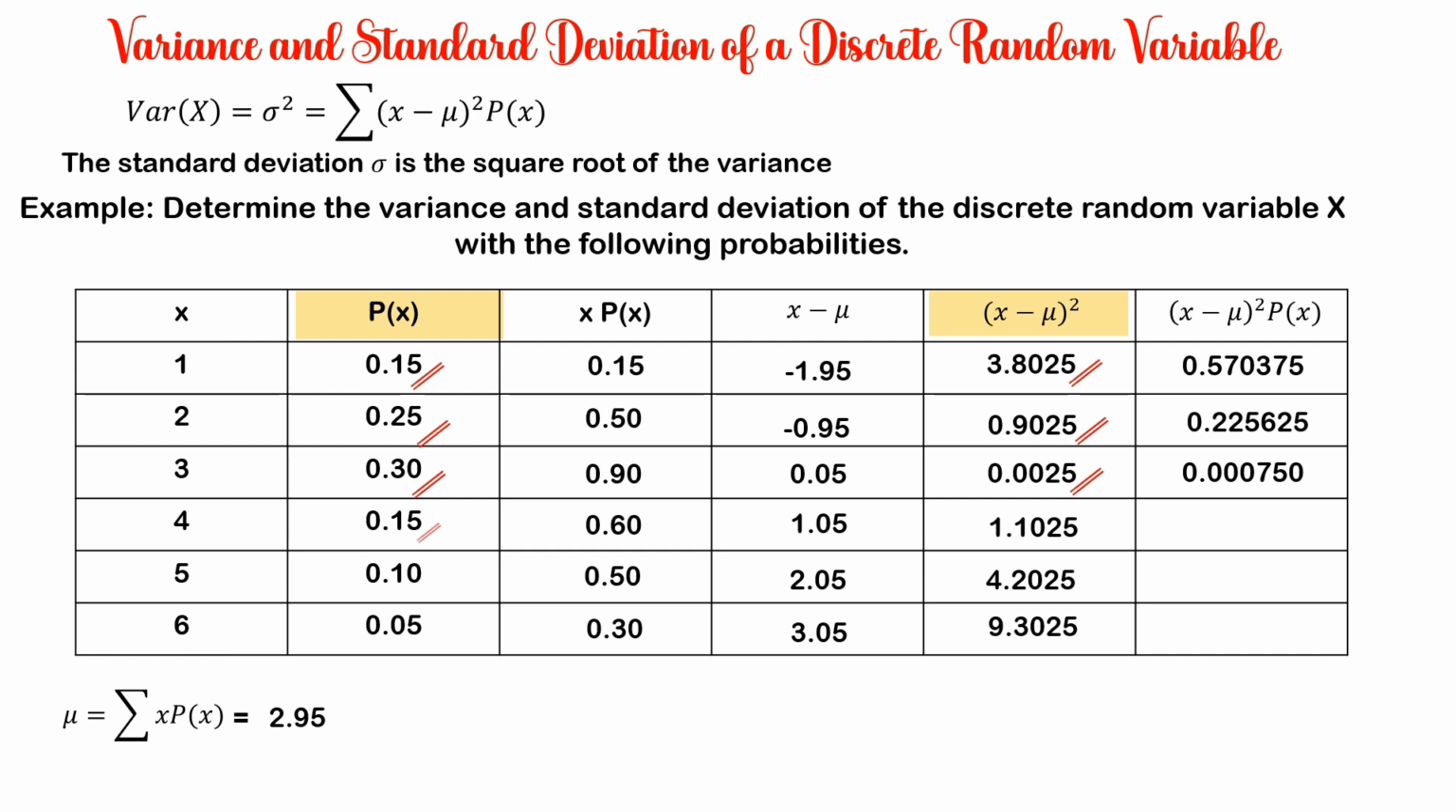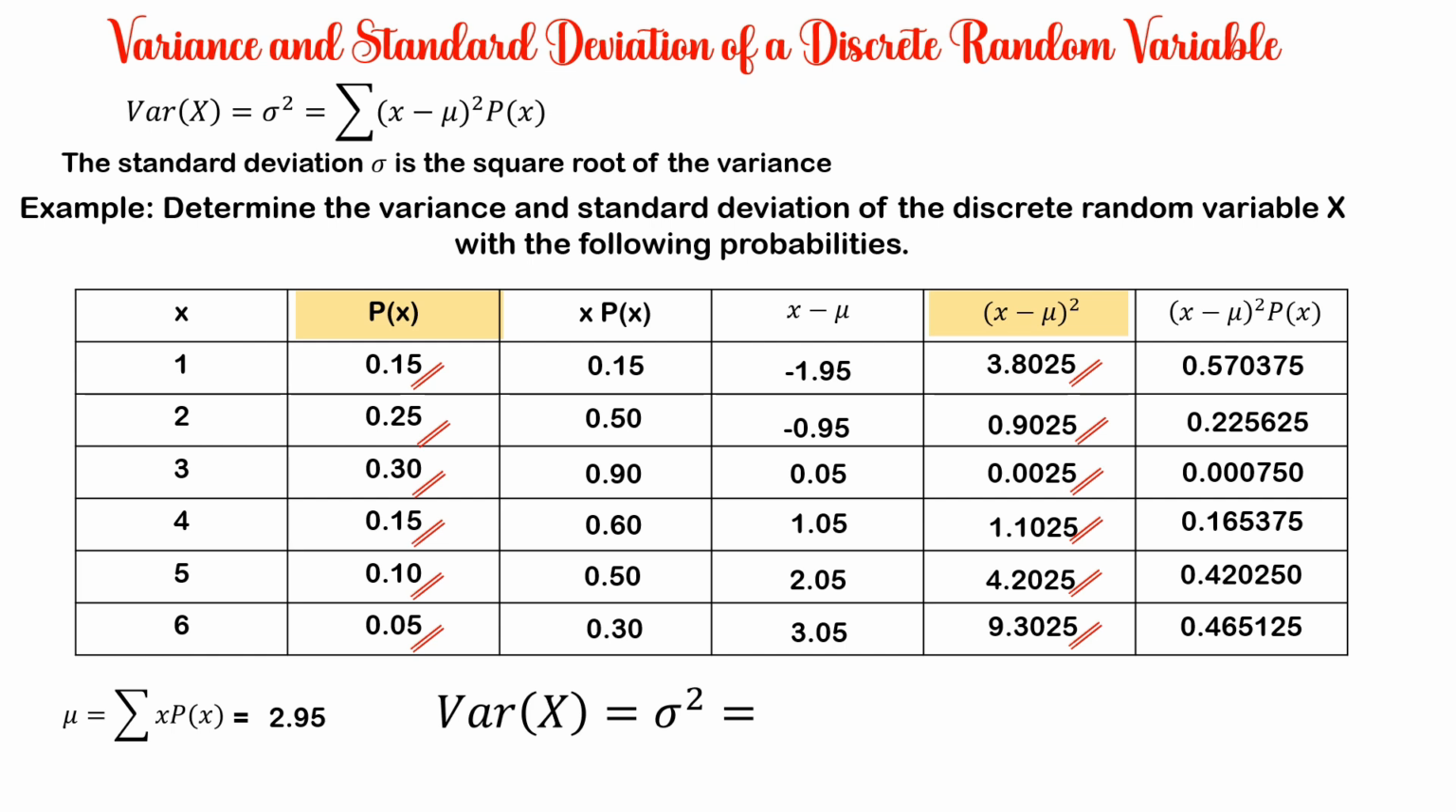Next, 0.30 times 0.0025 is equal to 0.00075. And then 0.15 times 1.1025 is equal to 0.165375. And then 0.10 times 4.2025 is equal to 0.420250. And last, we have 0.05 times 9.3025 is equal to 0.465125. And there we have it.